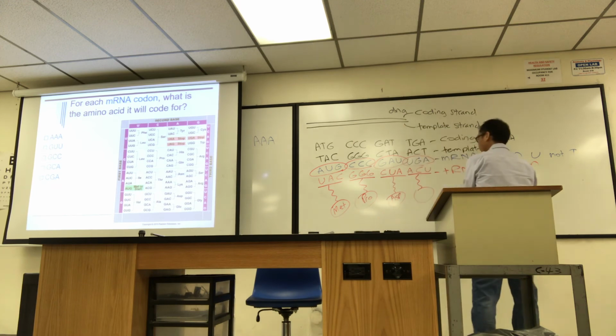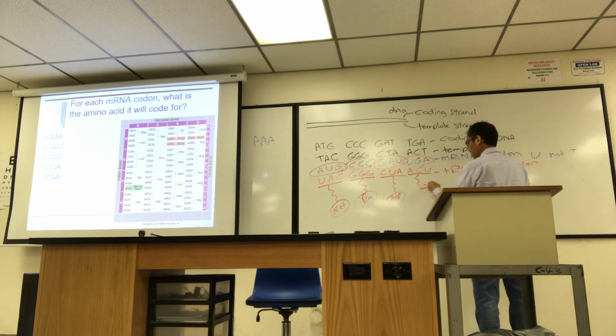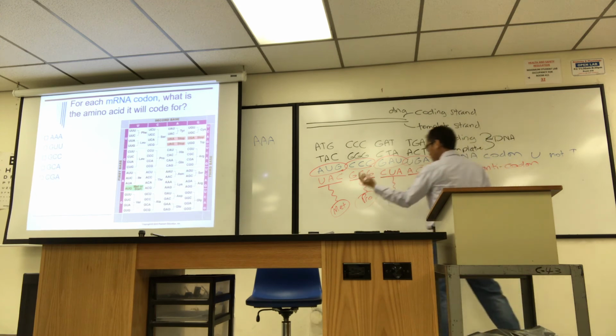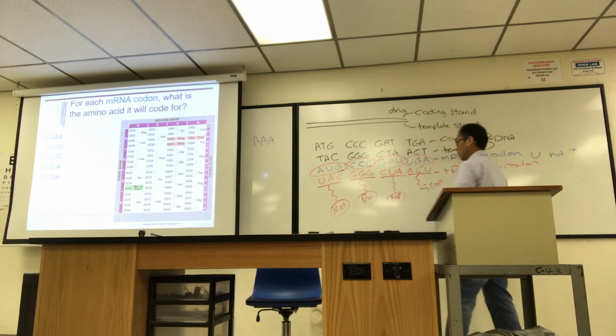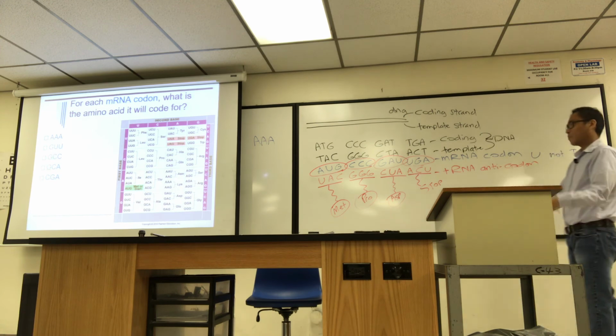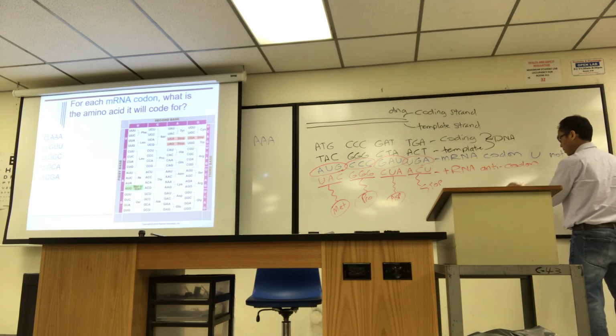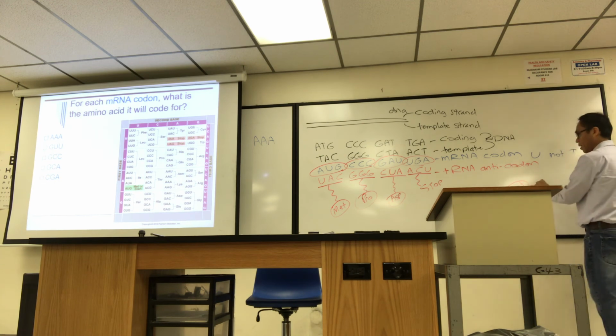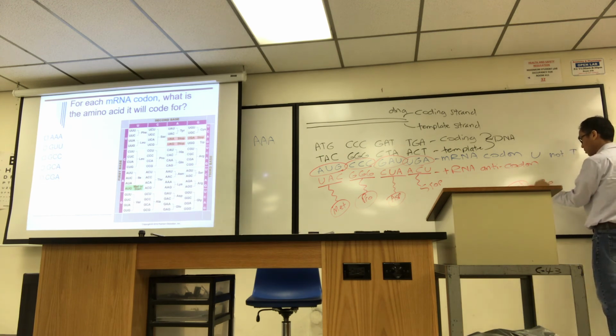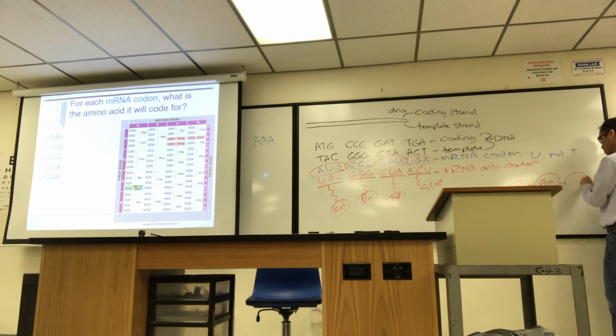So there's nothing. Stop is not an amino acid. That's just stop. But pretend you have a 3 amino acid polypeptide chain: methionine, proline, aspartate. They're all linked together by peptide bonds. Okay, so that's kind of what we did there.